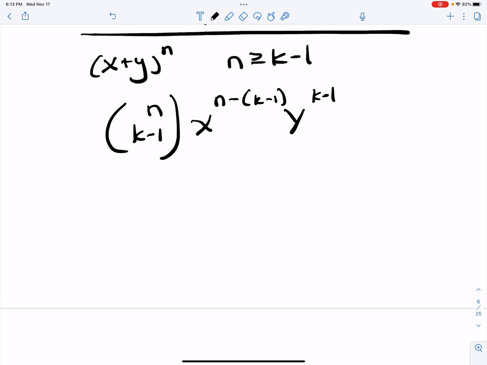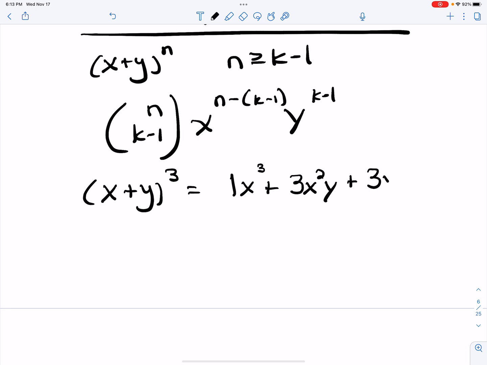Okay, let's go back to x plus y cubed. I feel like I need a little more to go on with this. x plus y cubed, I had what, 1x cubed plus 3x squared y plus 3xy squared plus 1y cubed, right? Yeah, because of Pascal's triangle: 1, 1, 1, 1, 2, 1, 1, 3, 3, 1. Make sure I did that right. Yeah, okay. Just making sure.